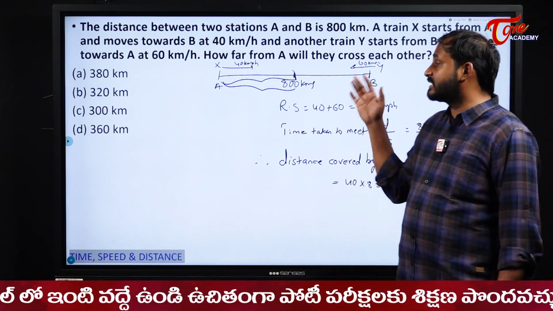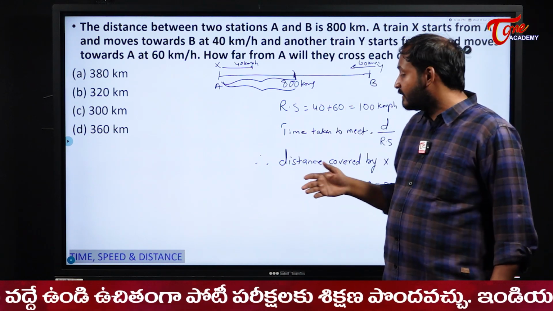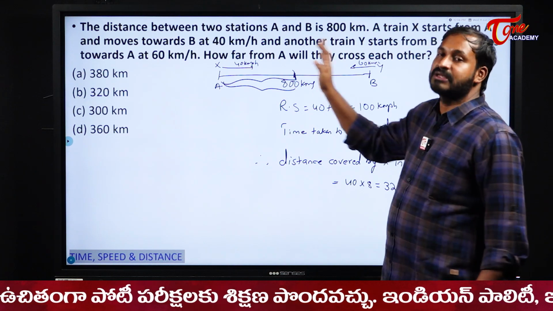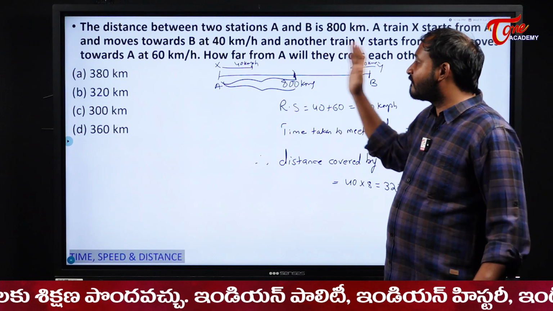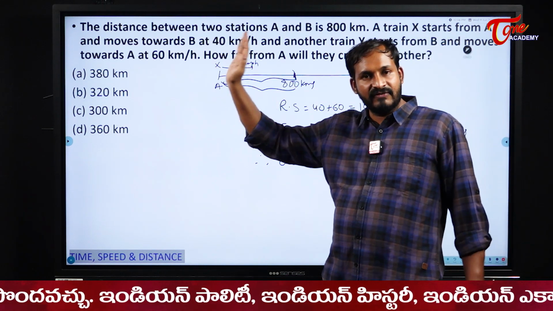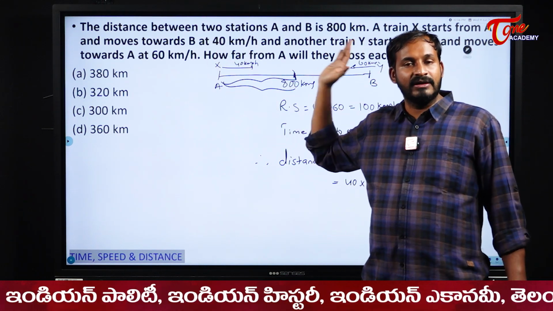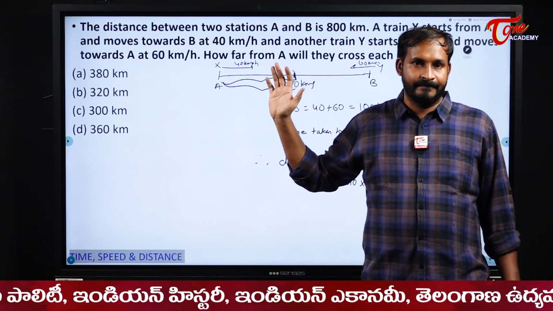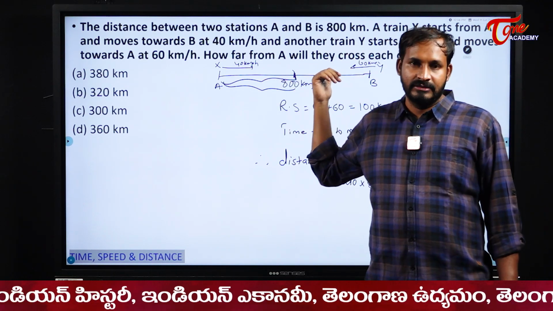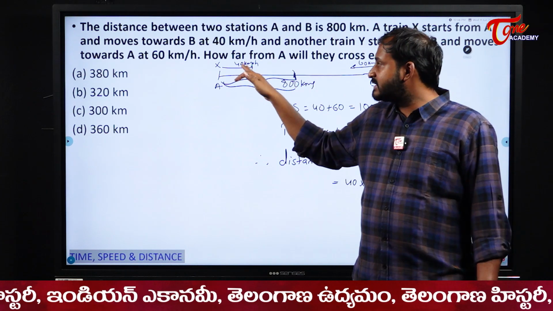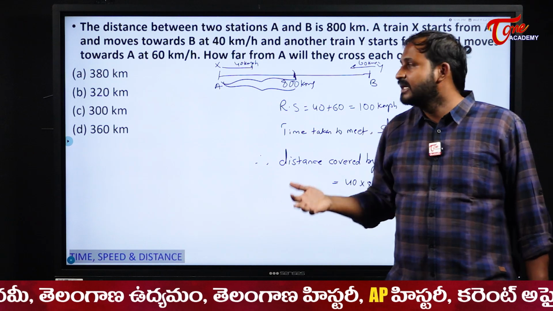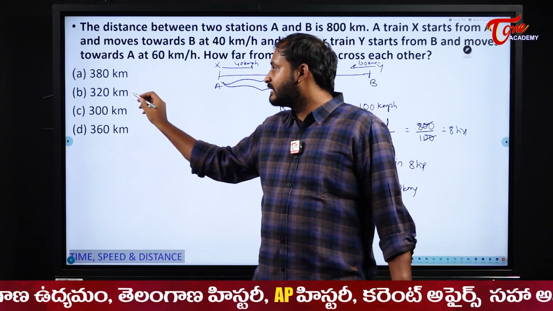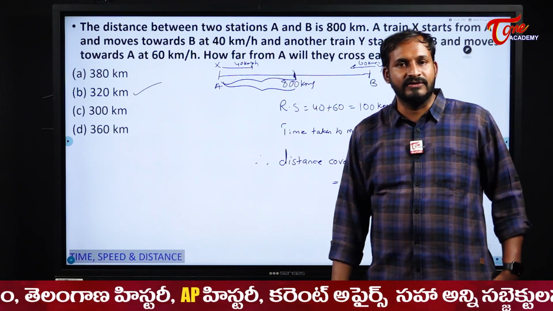For example, if the question is how far from Y, what I would have done? Distance covered by Y in 8 hours. But here, how far from A? So the train which is starting from A is X and it is traveling what time? 8 hours of time to meet the train Y. So with 40 kmph in 8 hours, what is the distance covered by train X? It is 320 kilometers. So our answer is 320 kilometers.